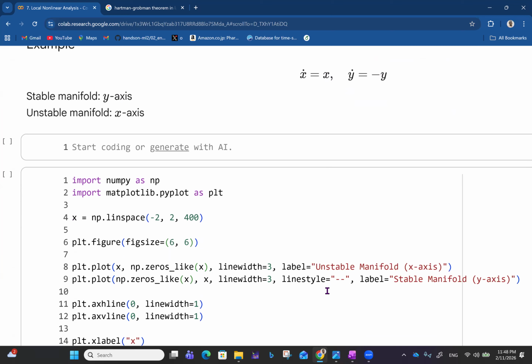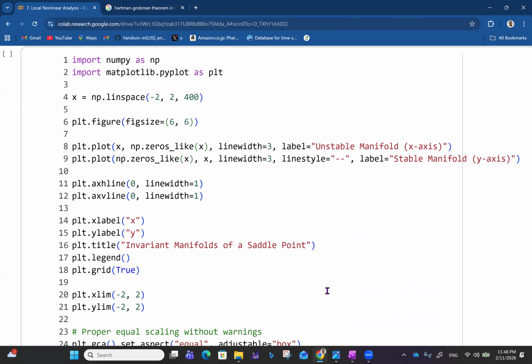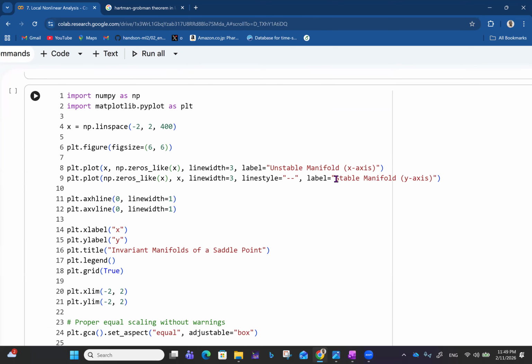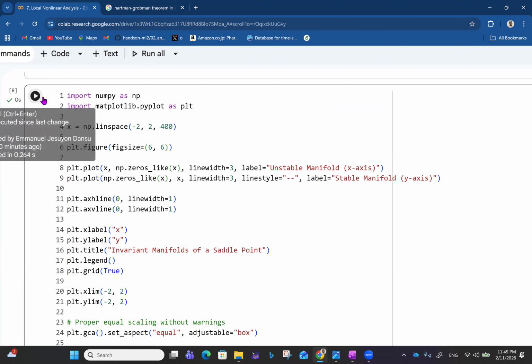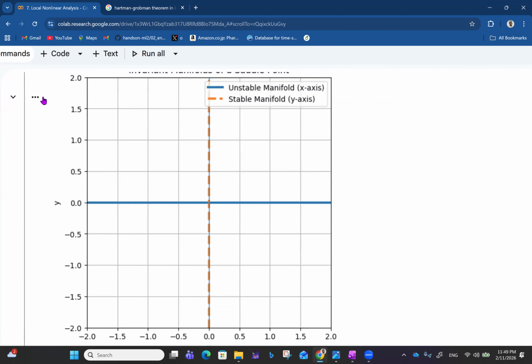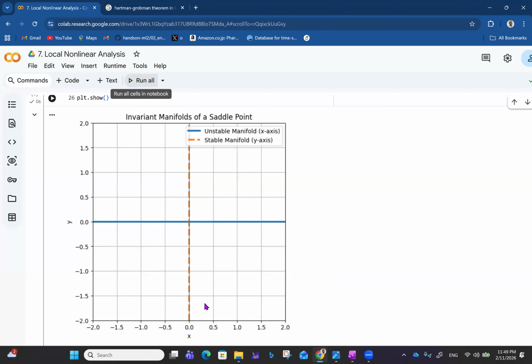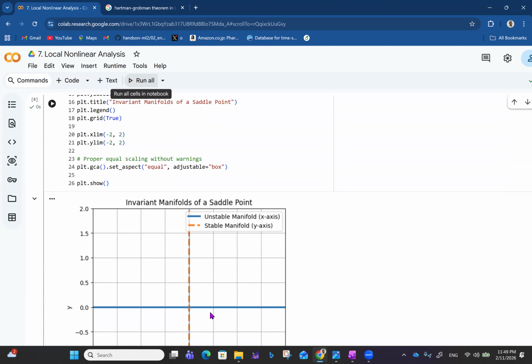Okay, so we can demonstrate this using Python as usual. So here, if you have this Python code, here you have x and np.zeros like that. So unstable manifold for the x-axis and stable manifold for the y-axis in that case. So I'll just go ahead and run this, and see this is exactly what you have. For the x-axis, you have the unstable manifold, and for the y-axis, you have a stable manifold right there.